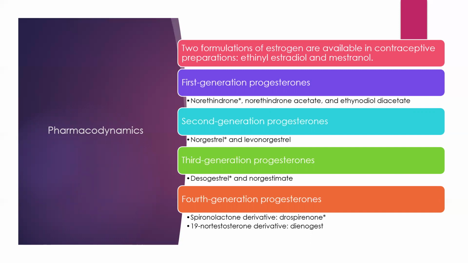The action: it says norethindrone is used in preparations for progesterone-only contraception. It suppresses ovulation, thickens cervical mucus, which inhibits sperm penetration, alters follicle-stimulating hormone and luteinizing hormone concentrations, slows the movement of the ovum through the fallopian tubes, and alters the endometrium.